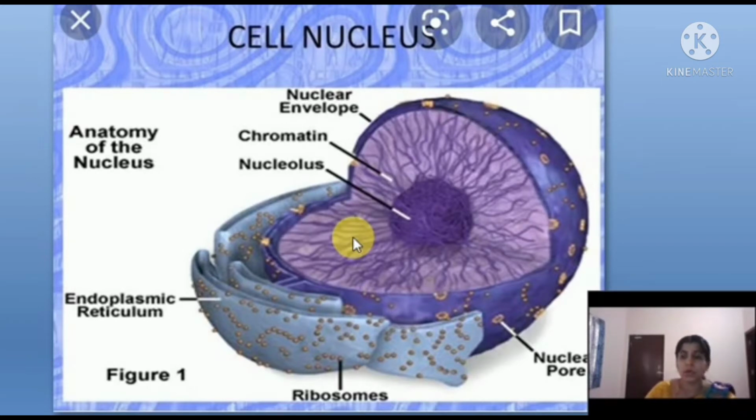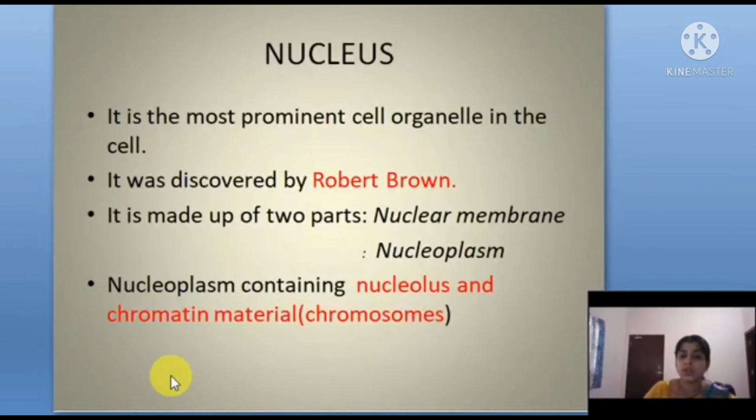So here in our cell, the nucleus is the brain of the cell. It controls all the functions that occur inside the cell. Okay, and the nucleus is made of two parts: the nuclear membrane and the nucleoplasm. The nucleoplasm contains the nucleolus and chromatin materials or chromosomes.